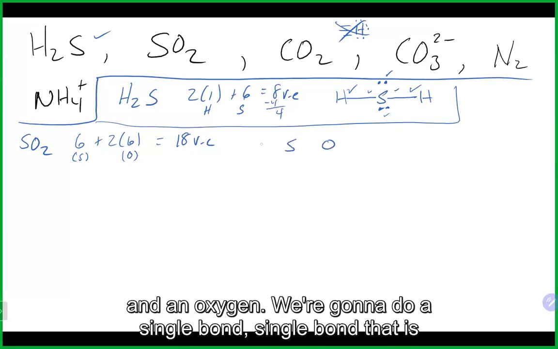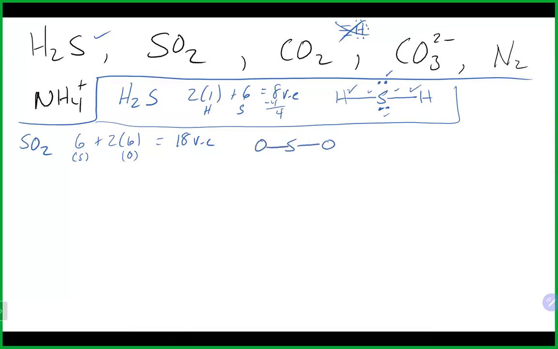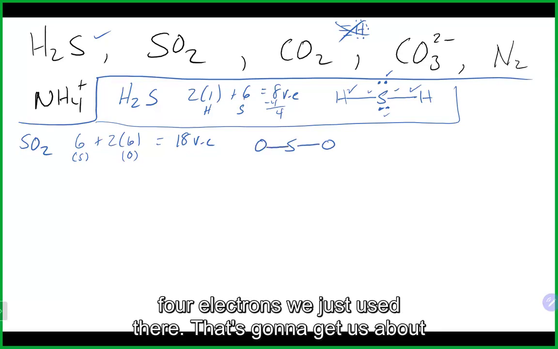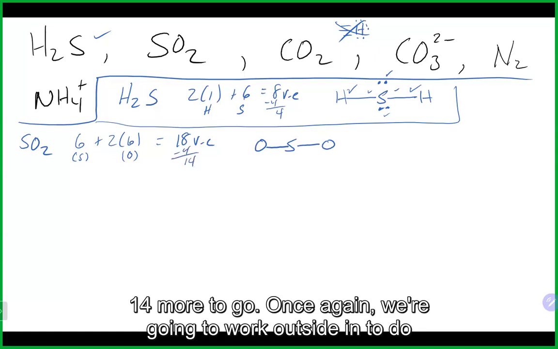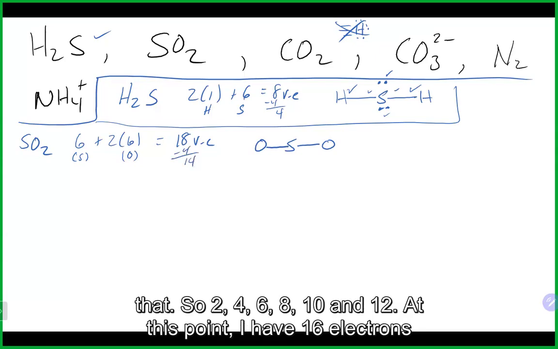We're going to do an oxygen and an oxygen. We're going to do a single bond. That is 4 electrons we just used there. That's going to get us about 14 more to go. Once again, we're going to work outside in to do that. So 2, 4, 6, 8, 10, and 12.